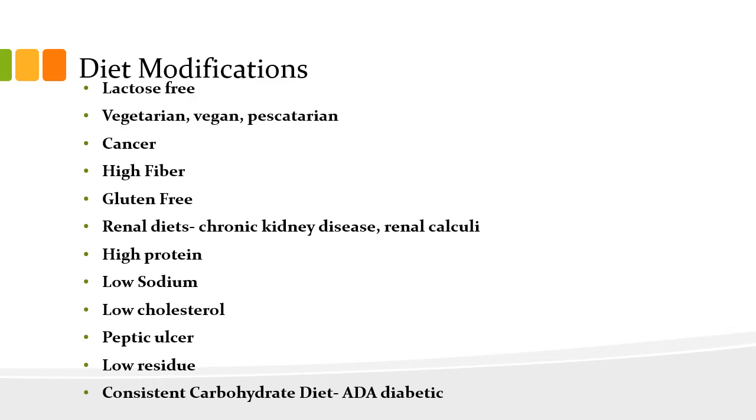Peptic ulcer, for someone that maybe has an ulcer, we need to cut back on acidic foods that will further irritate the ulcer. Low residue diets are important for patients that have IBS, or irritable bowel syndrome, or diverticulitis, where little ducts, little polyps develop inside the intestines that can trap things like seeds. So seeds and nuts are not good for these type of patients. The consistent carbohydrate diet, or the American Diabetic Association (ADA) diet. This is what you call a patient who has diabetes; their diet in a hospital should be called consistent carbohydrate.